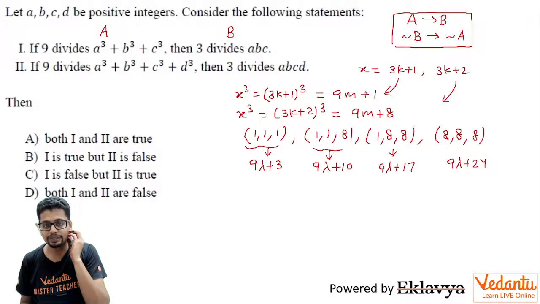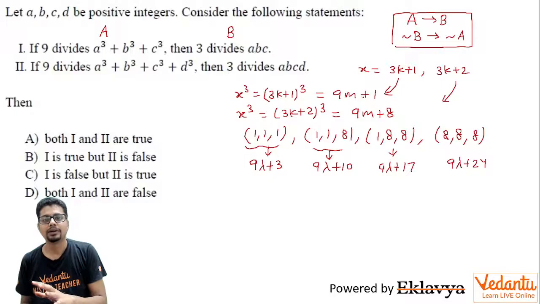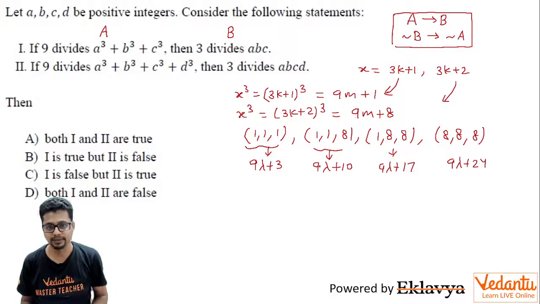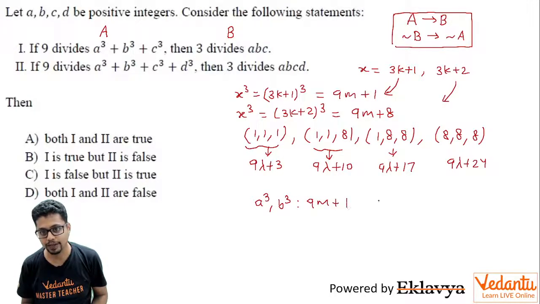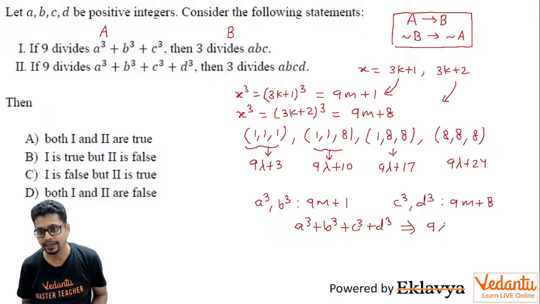Similarly, based on what we have seen for statement 1, A cube, B cube, C cube, D cube, all of them individually will be of the form either 9m plus 1 or 9m plus 8. So here I can clearly show you, for example, let's say A cube and B cube are of the form 9m plus 1, and C cube and D cube are of the form, let's say, 9m plus 8. So what about A cube plus B cube plus C cube plus D cube? It will be of the form 9 lambda.